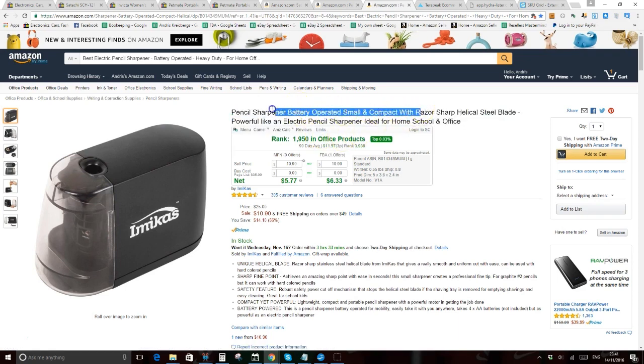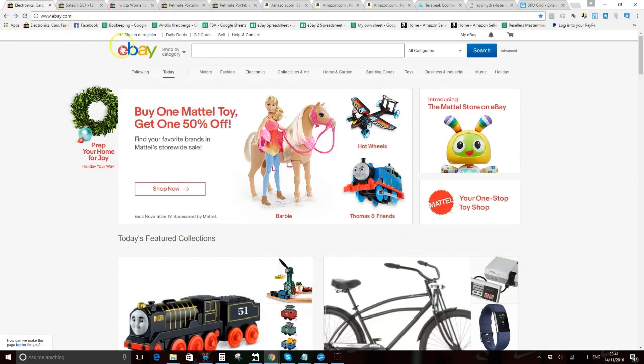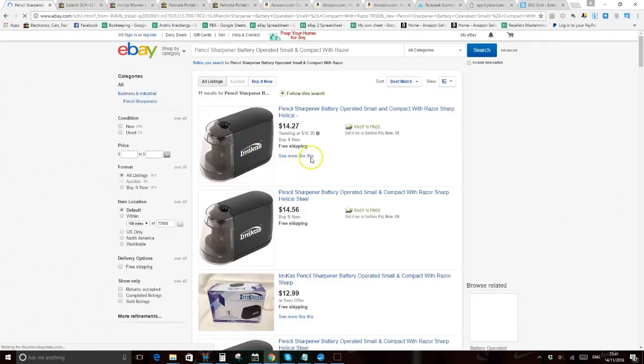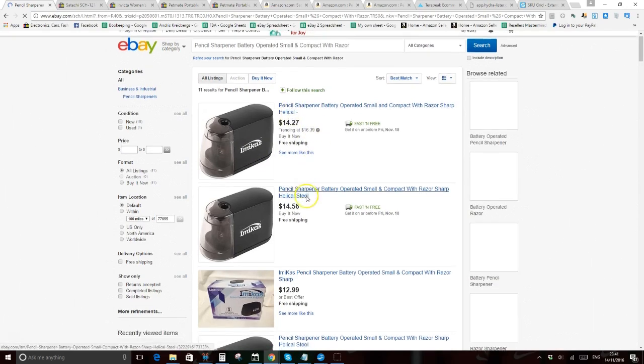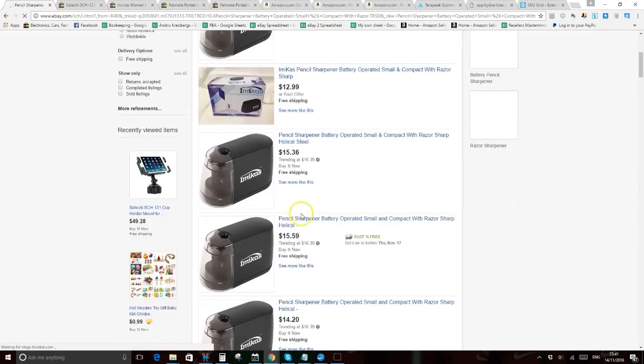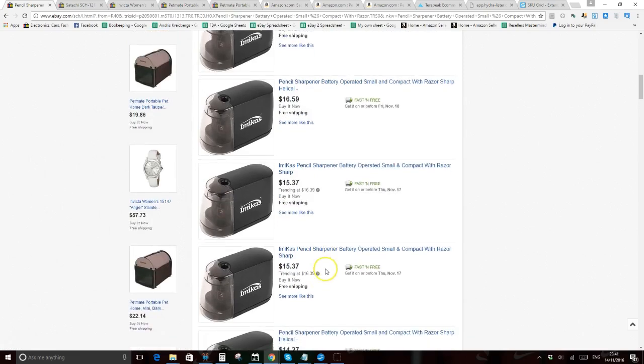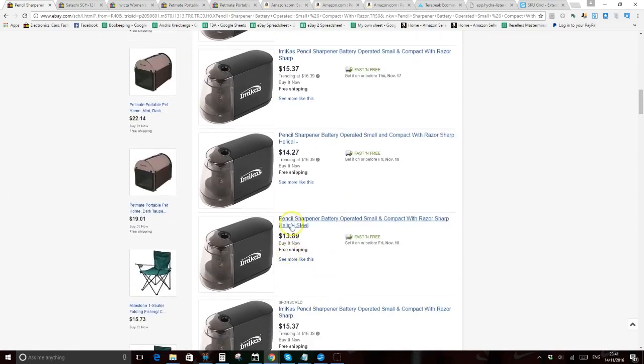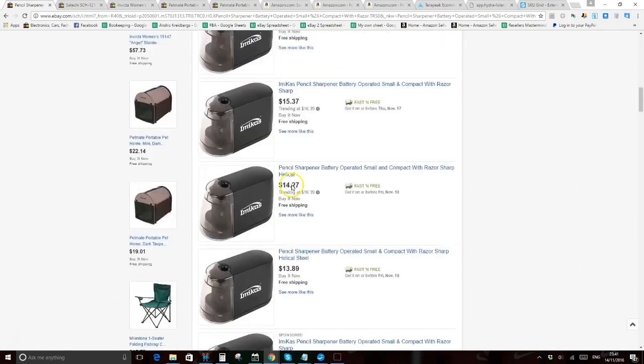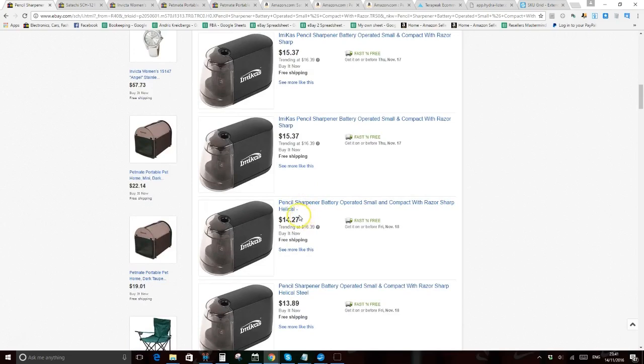Okay, so I'm going to grab this particular title and put it into eBay, and I'm going to show you what we have in here. So there you go. It's selling for 1427, 1456, 1536, 1559, 1659, 1537. So your average price, 1389 is a nice one here. Your average price is about 1420, 1430.